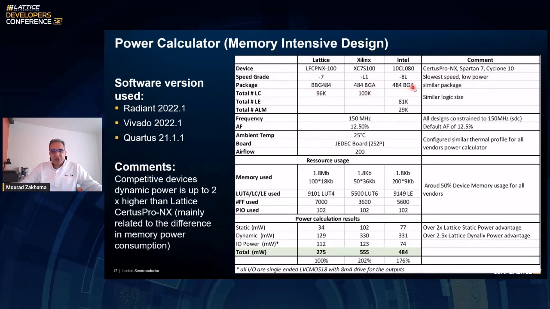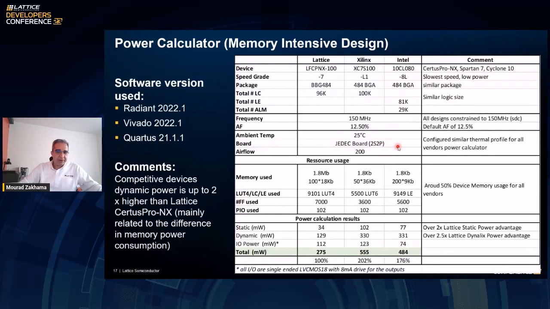They are similar package offerings. For Intel, we have 81K logic elements with 29,000 ALMs, because the architecture is a little bit different. So we have the naming of resources different, but they are fairly equivalent in terms of size. The design will be running at 150 megahertz, and the activity factor is 12.5% for each one of these, the default for all of them. And ambient temperature is 25 degrees.